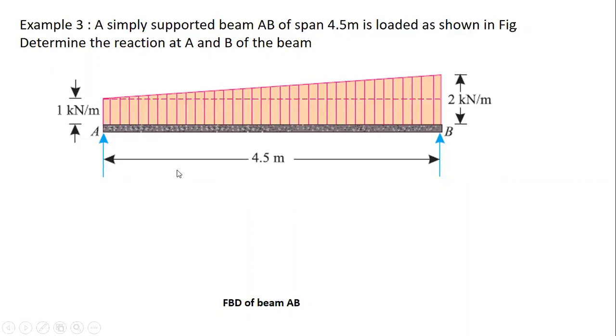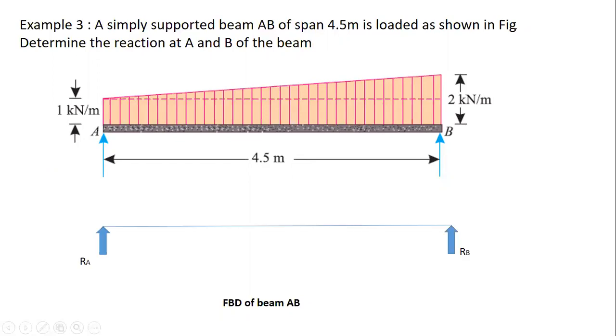The first basic step is to write the free body diagram. In order to make the analysis simpler, what we have to do is convert the UVL into equivalent point load. This is in terms of kilonewton per meter. The point load we have to mention in terms of kilonewton.